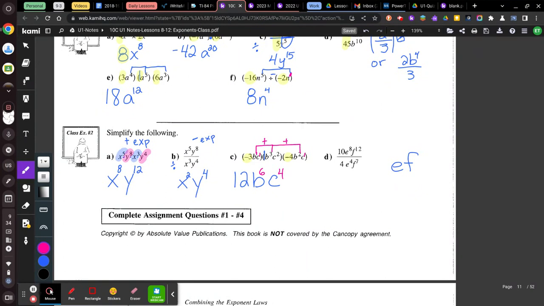We're adding all the letters that match. Letter D, we're dividing. So since we're dividing, 10 divided by 4 is going to give you a decimal. So you're going to have to math frac. Okay, that's a math frac.